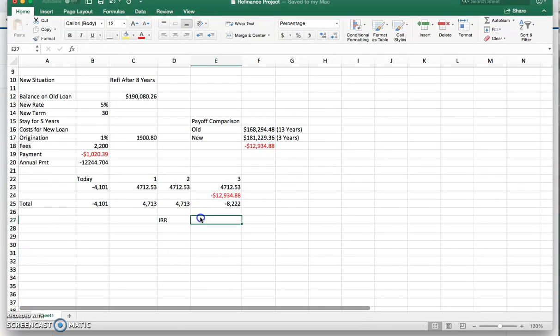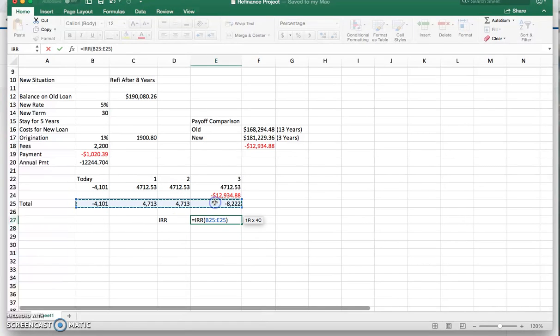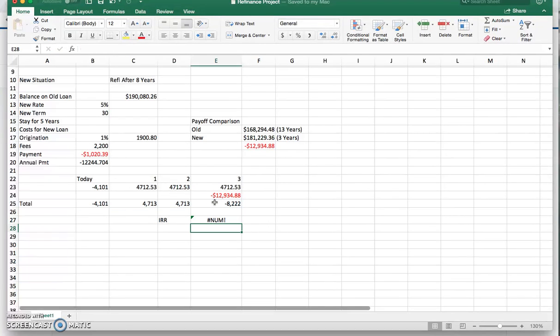To better visualize the difference between the two situations and figure out which one's going to be the better one to be in, I'm going to do an internal rate of return calculation. I'm just going to take these values here. Obviously it's not working, so I'm going to go ahead and do an NPV calculation to get a good representation on whether it's a good idea to do the new loan situation or stick with the old one.